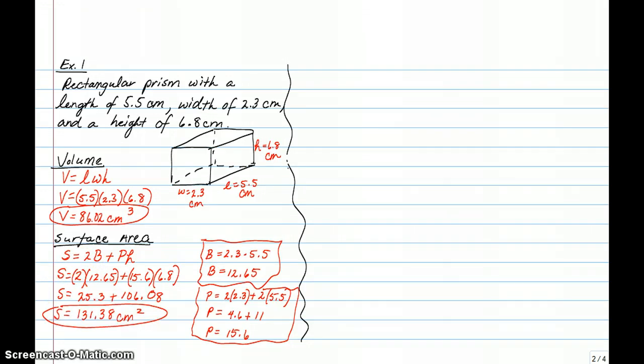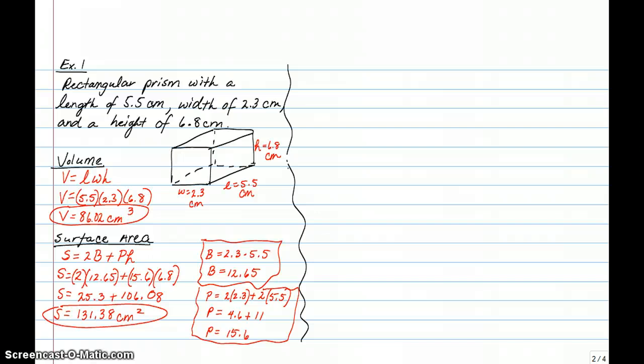So when you take the area of both bases, 12.65, and multiply it by 2, you get 25.3. That gives you the area of the top and bottom, both of the bases. And then you take the perimeter of one of your bases, 2.3 times 2, and then 5.5 times 2. You end up with 15.6. Then you multiply that by the height of 6.8, you get 106.08. You add those together, and now you've got the area of all 6 sides. So the surface area is 131.38. Surface area is measured in square units, and that's centimeters squared.